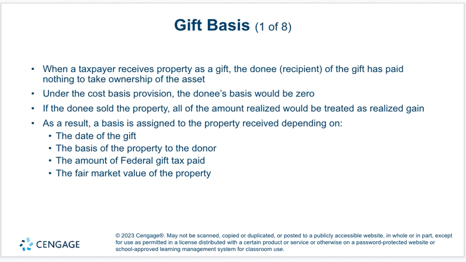because whoever gave the gift to them already, they did pay for the property itself, and so had they sold it, they would have had a basis, and so we have to figure out how we're going to handle the basis when a gift is given, and that's what we'll do in the next few slides. And so because of this, the basis is assigned to the property depending on the date of the gift, the basis of the property to the donor, the amount of the federal gift tax paid, and the fair market value of the property.